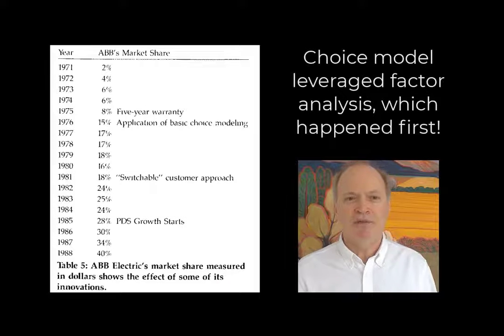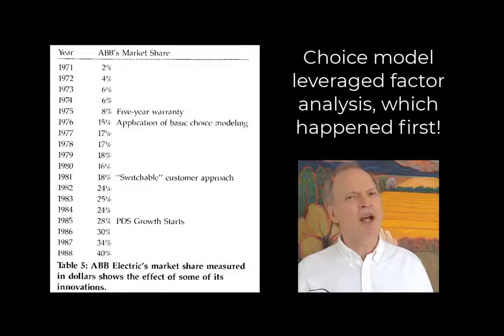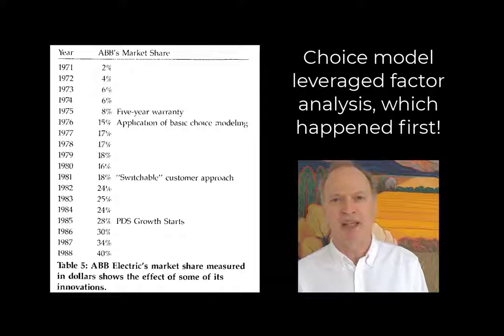If you look at the evolution of their market shares over time, you could see that it went up to about 6% and then flattened. Then they implemented the 5-year warranty. Once their sales force started applying the choice modeling process, then all of a sudden they were targeting the switchables. Now, the entire sales force may not have been doing this, but at least enough where you could see empirically that the results were coming in.